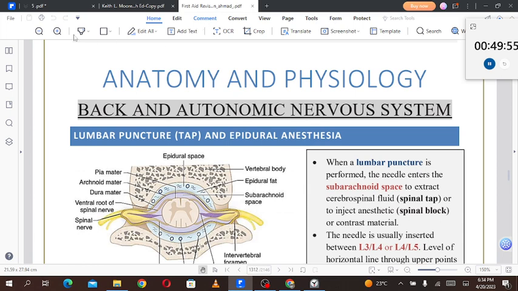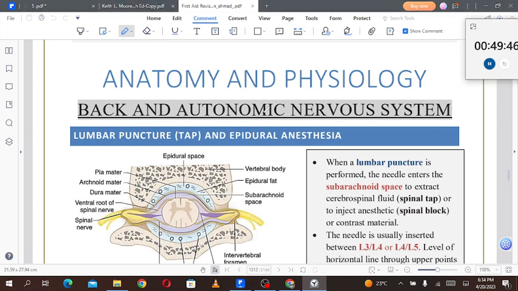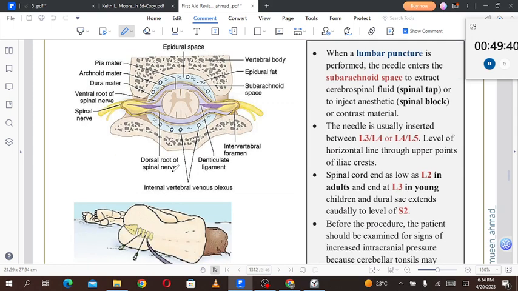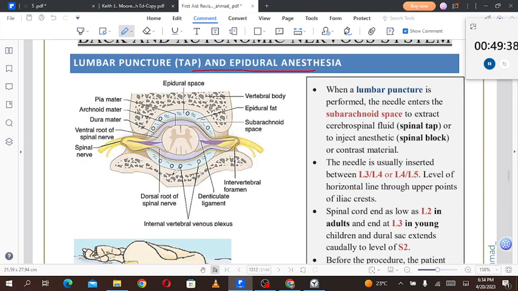Anatomy and physiology, back and autonomic nervous system. So lumbar puncture, tap, and epidural anesthesia. This is the picture from the 100 points. We have already recorded the videos on the 100 points, so go check that out.